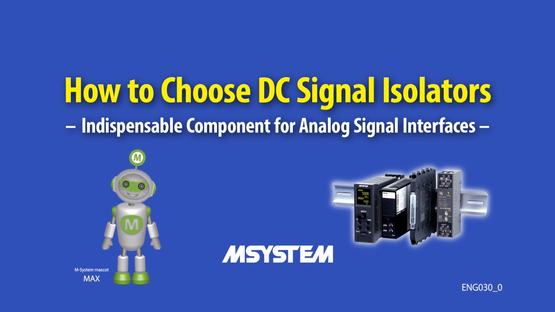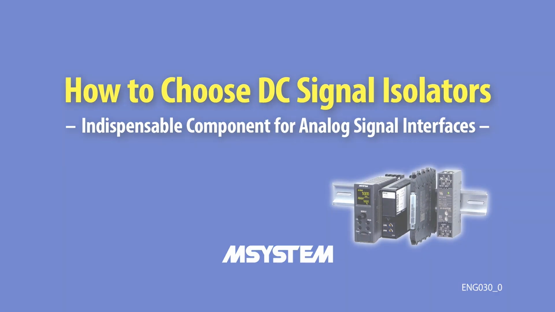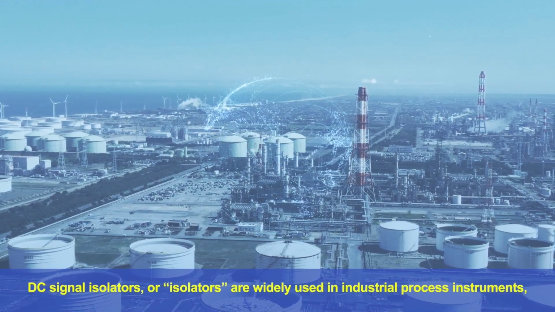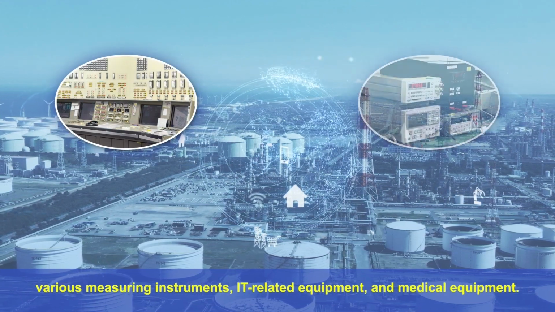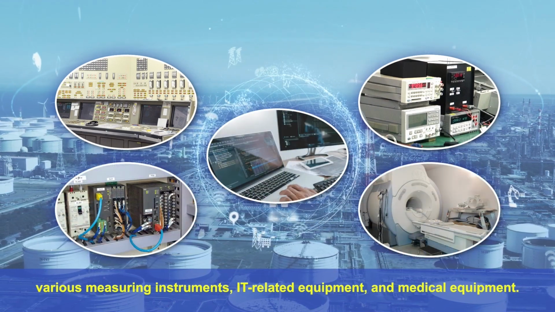In this video, we will introduce the features of various isolators, an indispensable component for analog signal interfaces, and how to select the appropriate one for each application. DC signal isolators, or isolators, are widely used in industrial process instruments, various measuring instruments, IT-related equipment, and medical equipment.